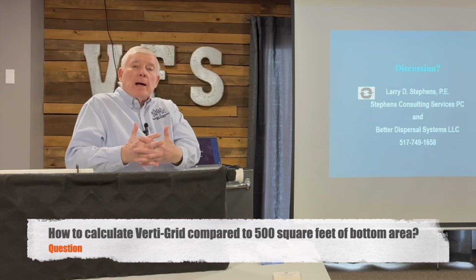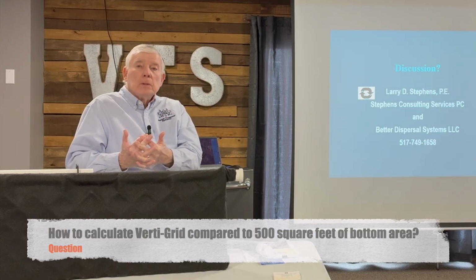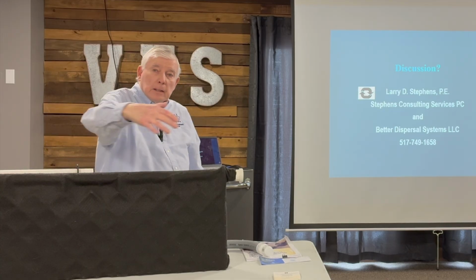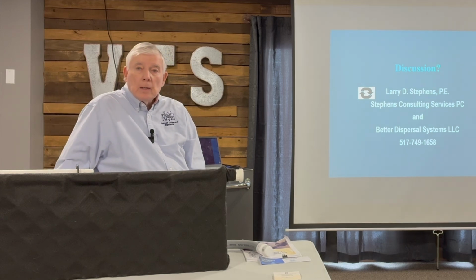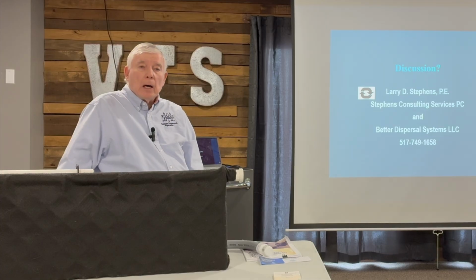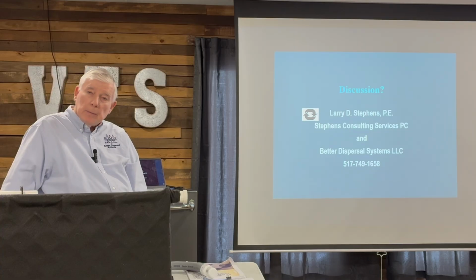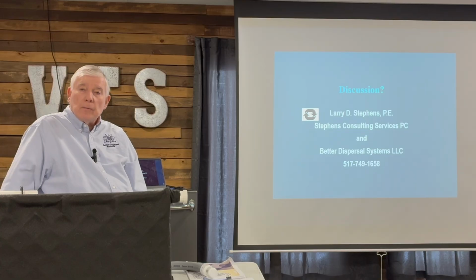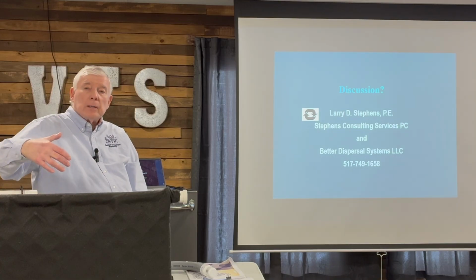If you want 500 square feet of bottom area for a house, divide that by 6. There's 6 square feet in each module, so dividing by 6 gives you the number of modules. The one in Grand Rapids was 900. The code said 900 square feet, and it was a sandy soil. That seemed excessive to me, but that's what the code required. So 900 square feet divided by 6 was 150 modules.